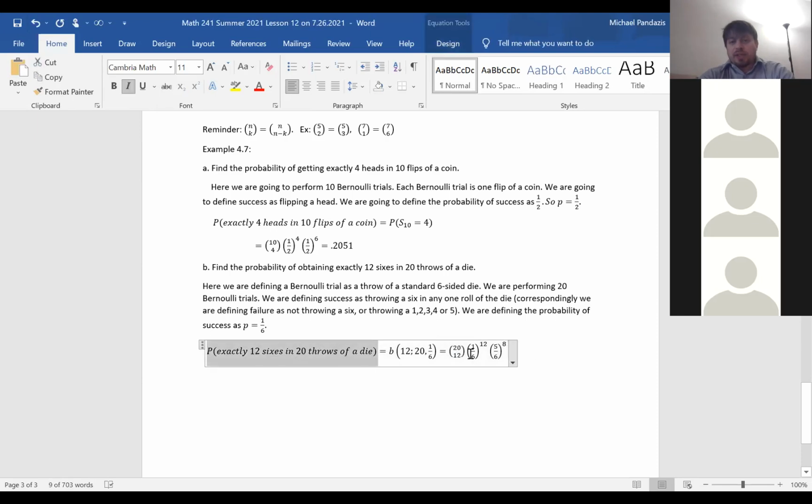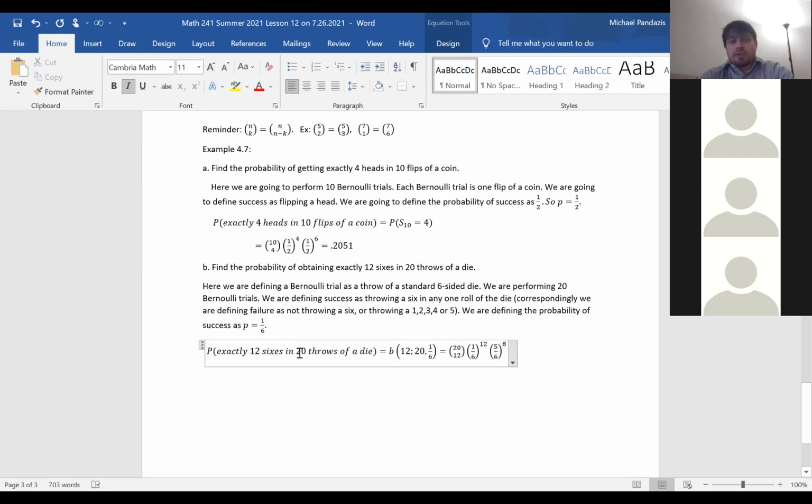I mean, some of you, your understanding will stop and you won't go to this point. I encourage you to keep going. Some of you might end with this: probability of exactly 12 sixes in 20 throws of a die. You might skip this notation and go directly here. Right? I don't want you to do that. I want you to think of this notation.